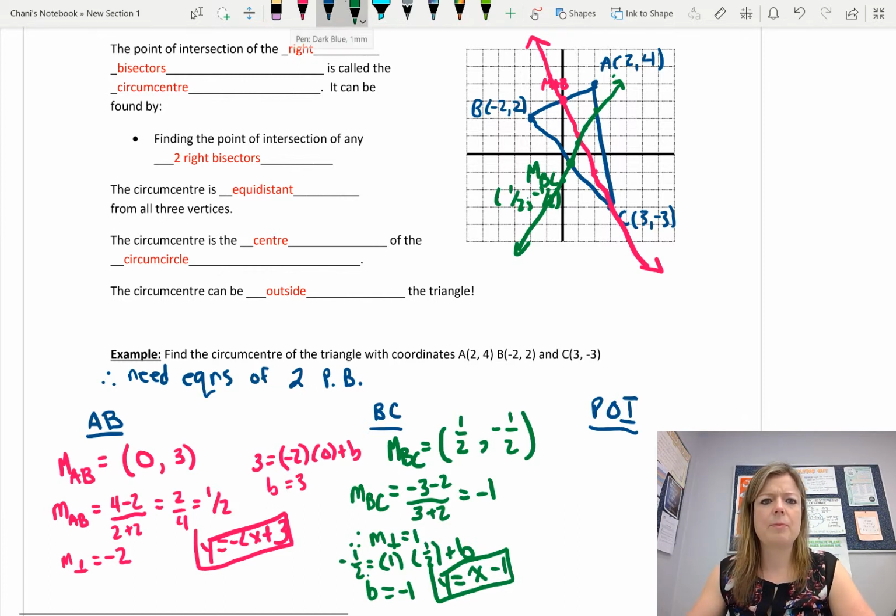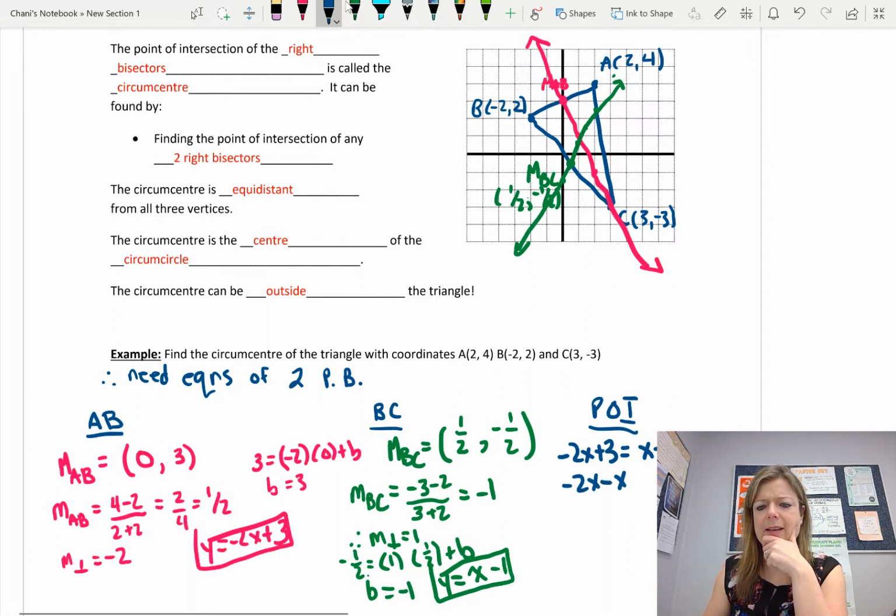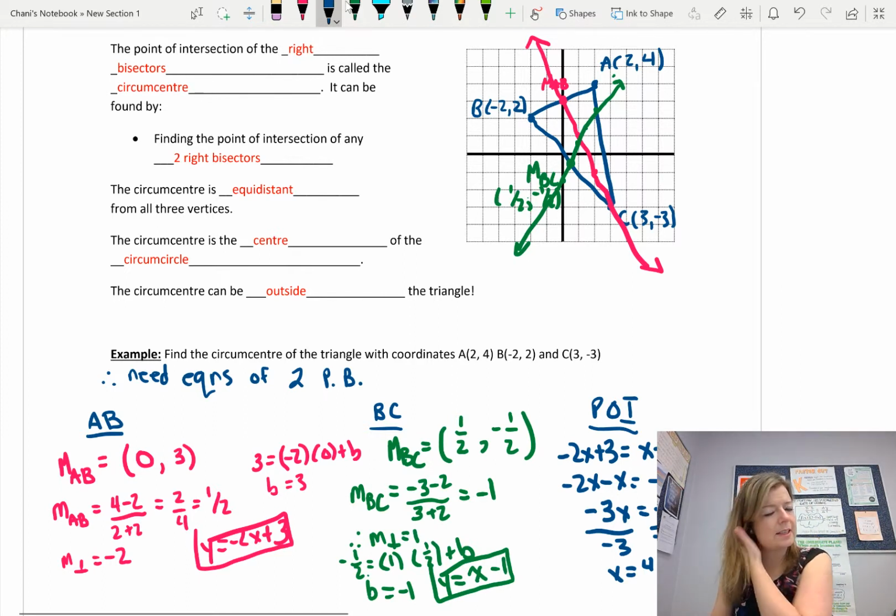All right, so now we find the point of intersection by setting these two equations equal to each other. So -2x plus 3 equals x minus 1. Okay, you move this x to the other side. So you get -2x minus x, and move this 3 to this side. So -1 minus 3. So you get -3x equals -4. Divide both sides by -3, and you get x is equal to 4/3. Okay, which is, as we found before, the x value of the circumcenter.